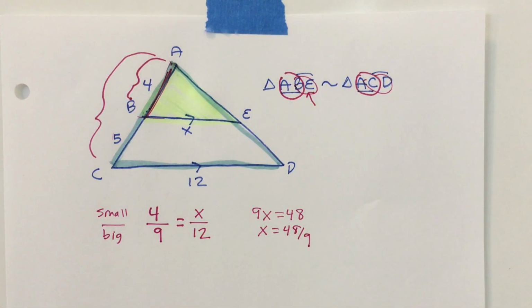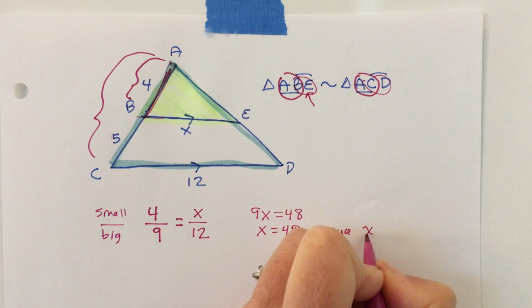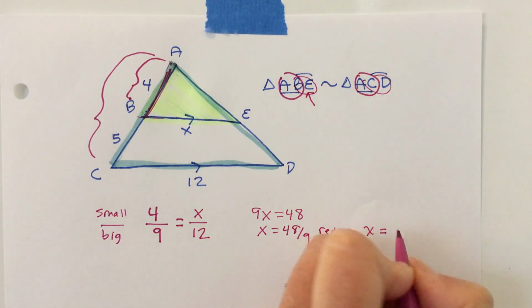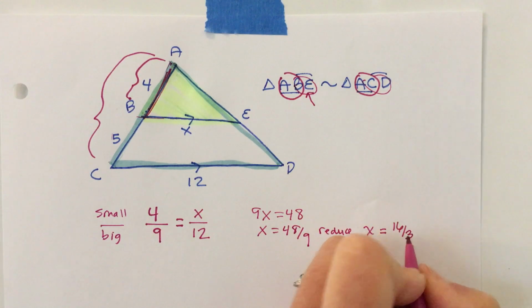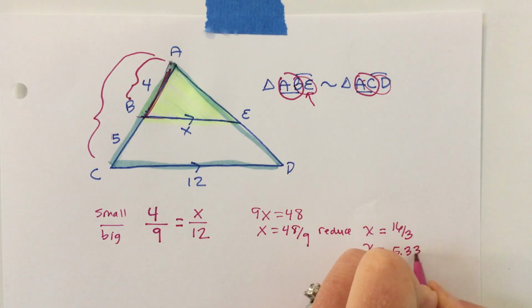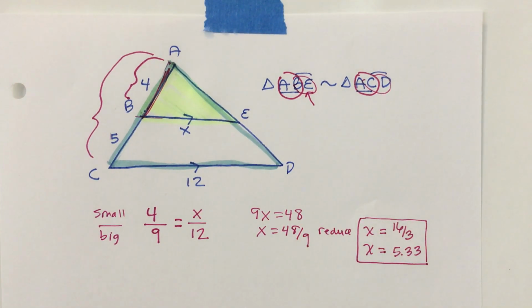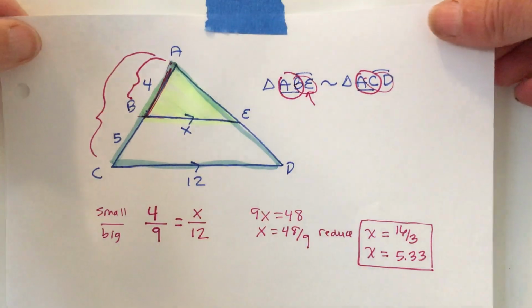I asked you in the homework to write this two ways. I asked you to reduce it. 3 goes into both of those, so the reduced version would be 16/3, and then I did ask you to round it also, and you get 5.33. Okay, all right, let's do another example.